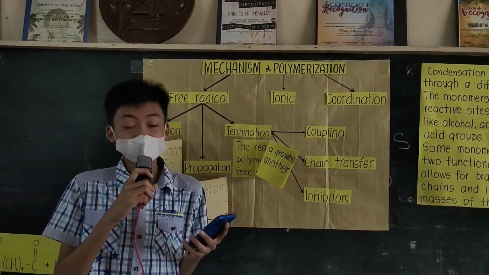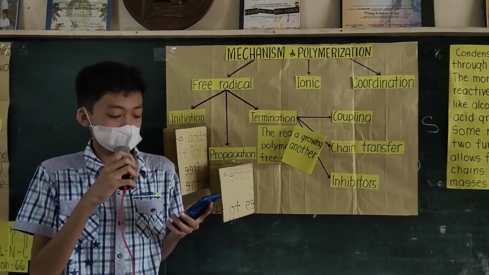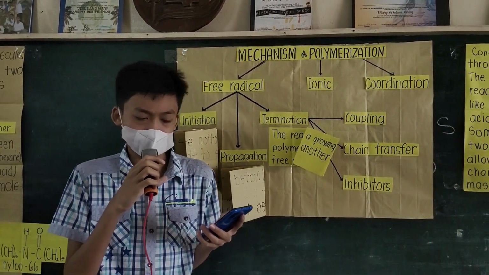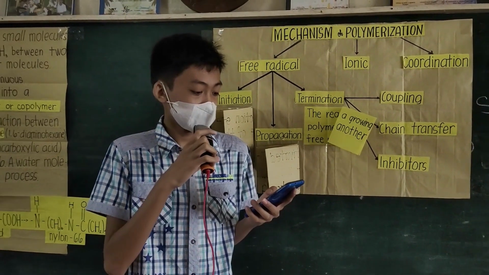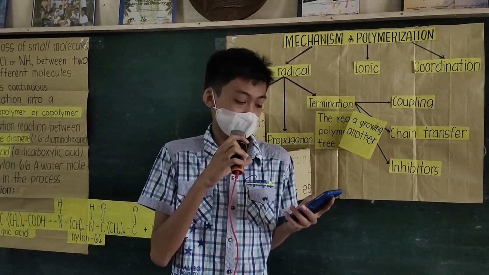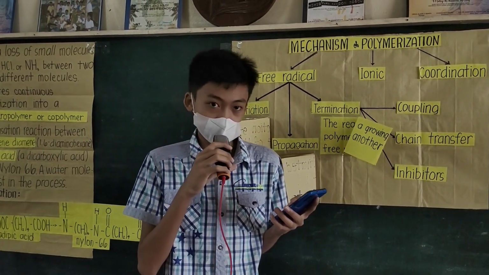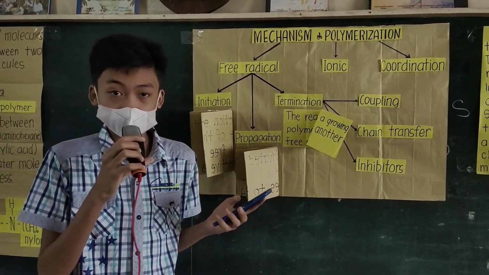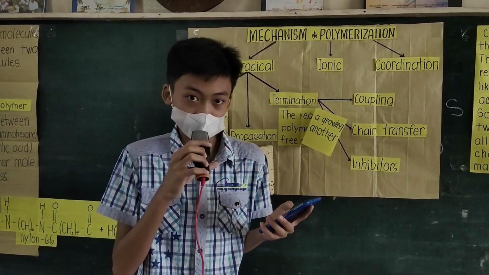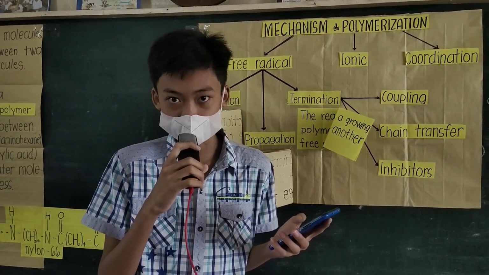Thank you. Now let's move on to the next topic, the mechanism of polymerization. Addition polymerization reactions are usually catalyzed by peroxides. The energy is provided by heat and sunlight. These peroxide catalyzed reactions generally occur under free radical polymerization. But first, what are free radicals? Free radicals are highly reactive chemical species that contain an odd or unpaired electron.